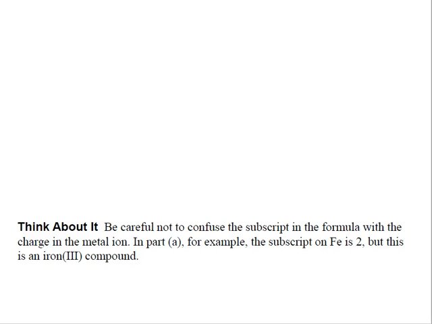One thing that you want to take with you is to be careful not to confuse the subscript in the formula with the charge of the metal ion. This was also mentioned in part 1. So for example, the subscript on the iron is 2, but this is an iron(III) compound. It's not how many irons you use, it's which charge state of iron it is. Is it iron 2 or iron 3? So the Roman numeral possibilities that go with iron will be either a Roman numeral II or a Roman numeral III.